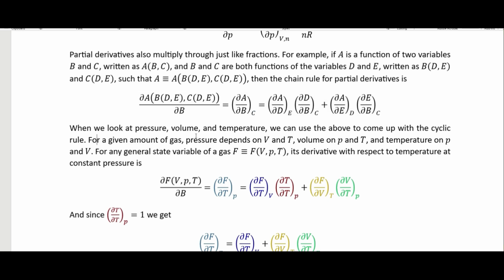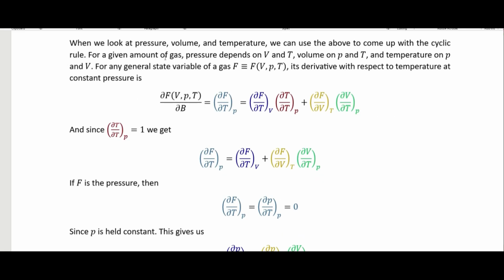When we look at pressure, volume, and temperature, we can use the above here to come up with the cyclic rule. So for a given amount of gas, pressure depends on volume and temperature. For volume, it depends on pressure and temperature. And for temperature, it depends on pressure and volume. For any general state variable, so like this f here, that's a function of volume, pressure, and temperature, its derivative with respect to temperature at constant pressure is this.